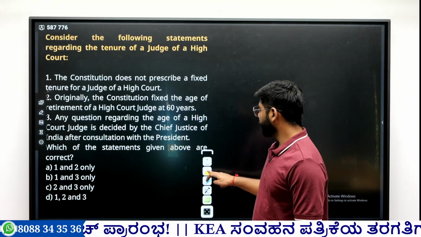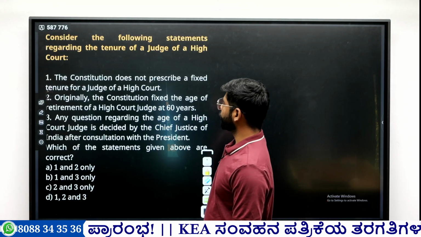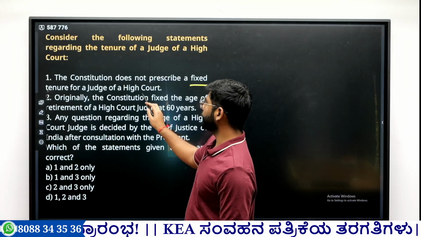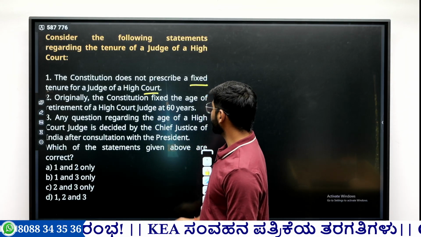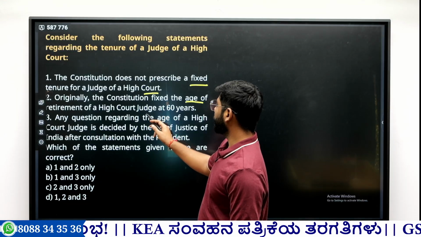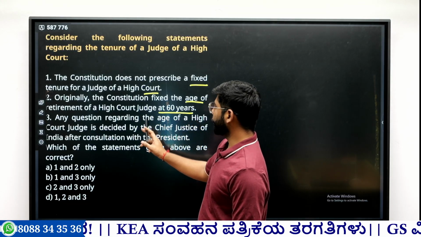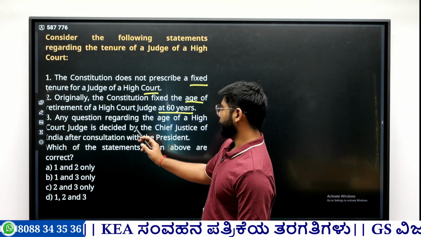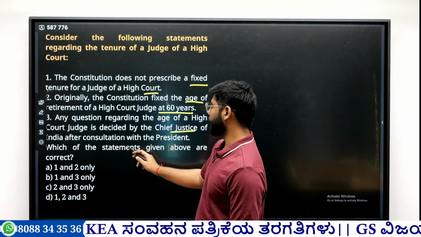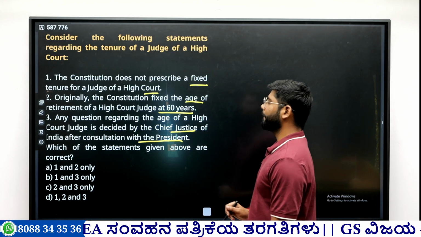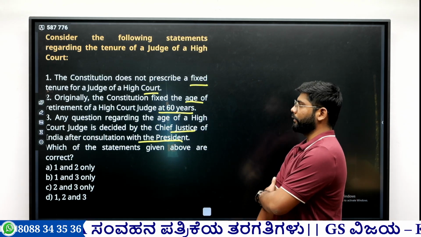The next one is tenure of High Court judge. The Constitution does not prescribe fixed tenure for the judge of High Court. Then originally Constitution fixed age of the retirement of High Court judge at 60 years. Then any question regarding age of High Court judge is decided by the Chief Justice of India in consultation with the President. Okay, so again here we'll compare.